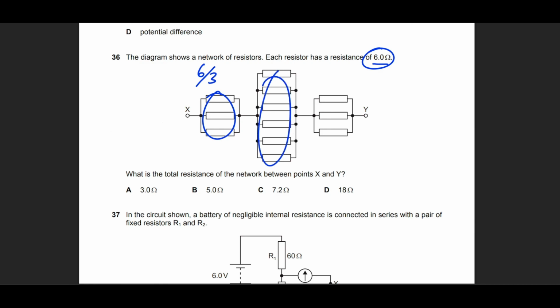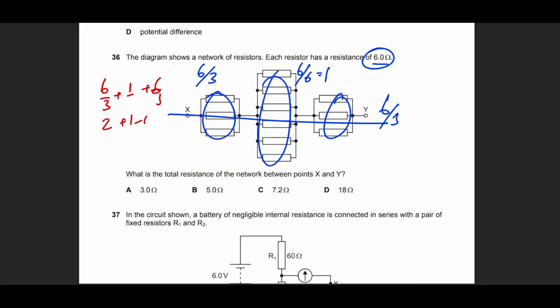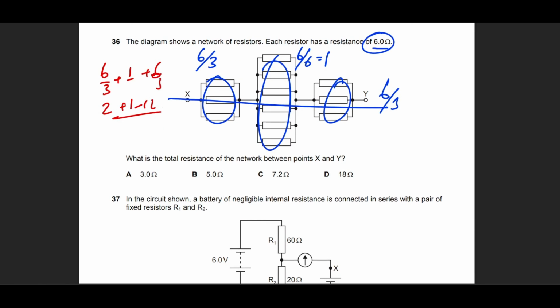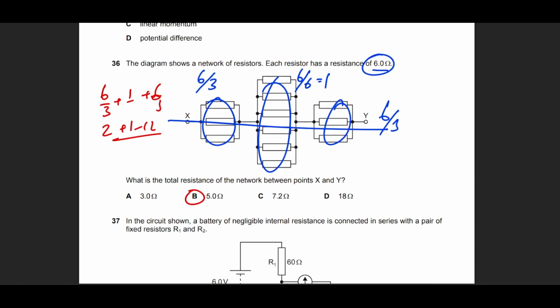Now these are 6 resistors. This will be 6 by 6, which can be equated as 1. Again, this is 6 by 3. Simply add them together because they're all connected in series or a single circuit. So this is going to be 6 by 3 plus 1 plus 6 by 3. So this is going to be 2 plus 1 plus 2. This is going to be 5 ohms, which is going to be option B up to 2 significant figures. This is 36B.